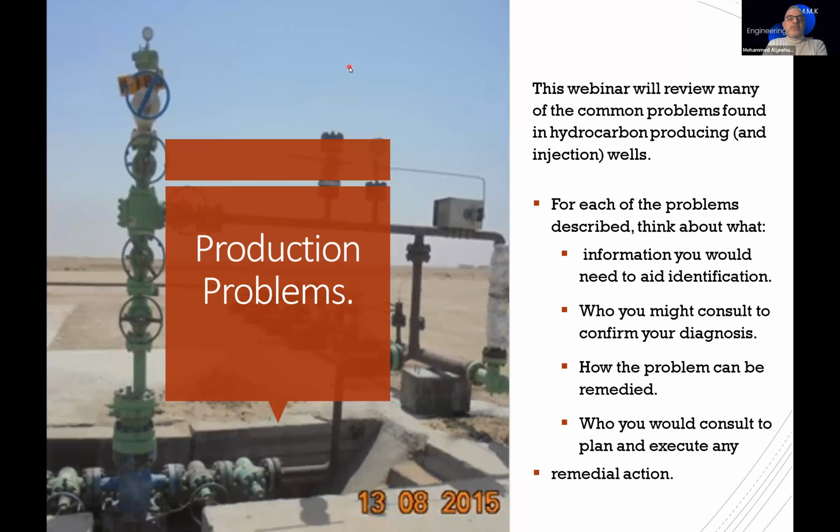And the other thing is who we need to consult with to set the strategic plan for remedying those problems. And in the end, there should be a plan on the ground. We have to put it in place and try to implement all these remedial actions.